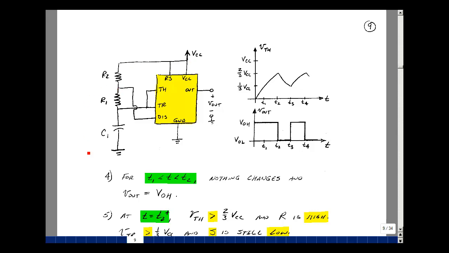What's going to happen? Well, when you put an R and C in parallel, they're going to start to discharge from the initial condition, and so we get to this 2/3 VCC, and then at T2, say plus plus, we start to discharge. Now what's going to happen to our functional block diagram?